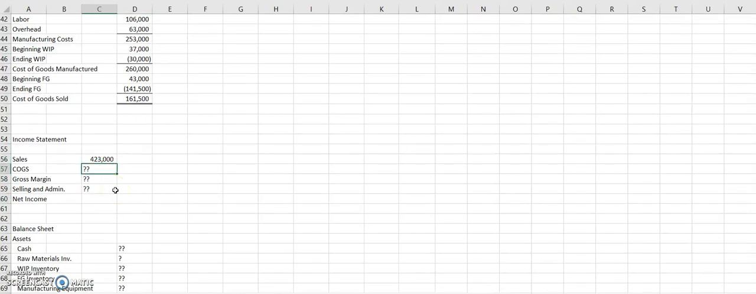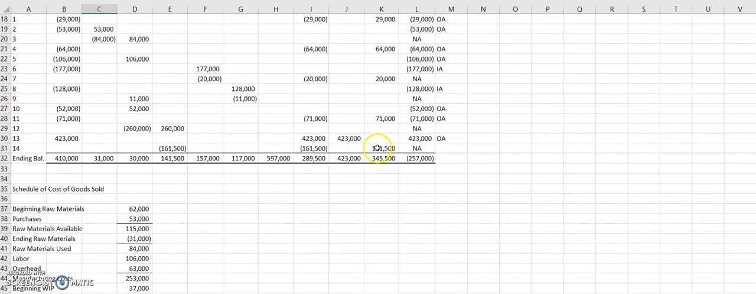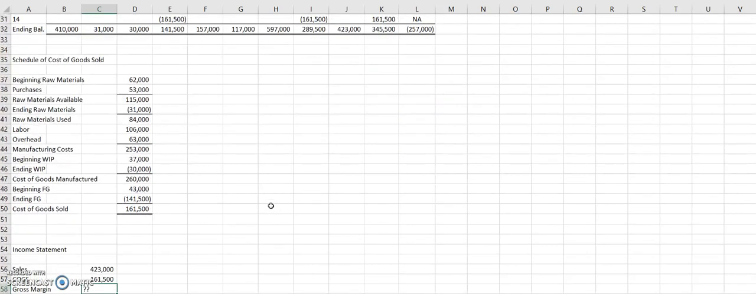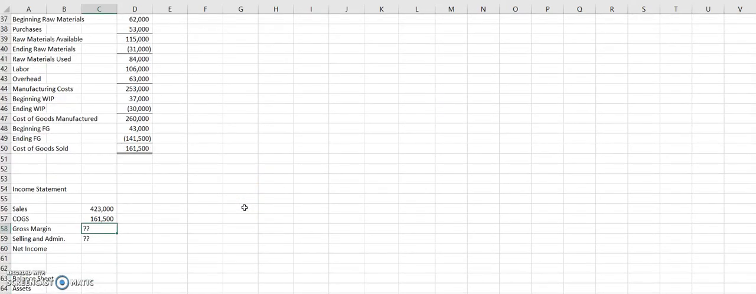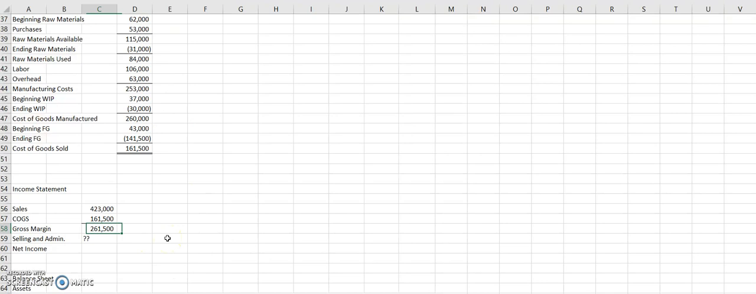There we go. Our cost of goods sold for the period, well, we've calculated this here in this schedule. We also see it here in our framework. Either way, the $161,500 is our cost of goods sold. Our gross margin is simply just our sales minus our cost of goods sold. So for this particular problem, it's going to be $261,500. So again, our revenue or our sales minus our cost of goods sold.